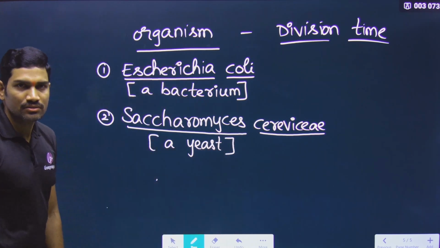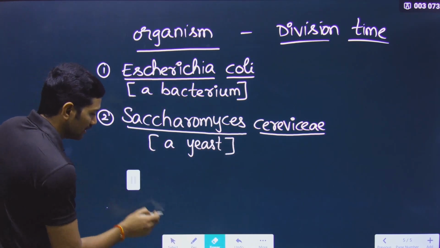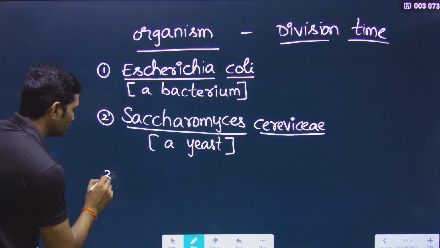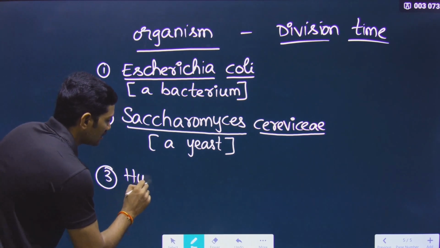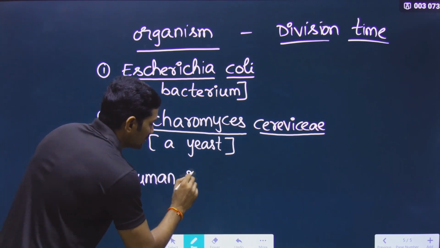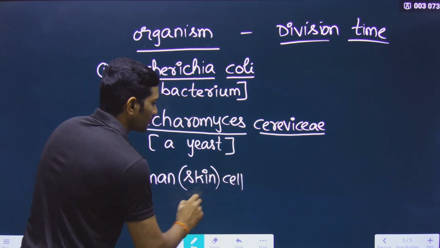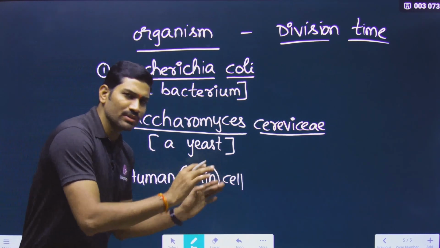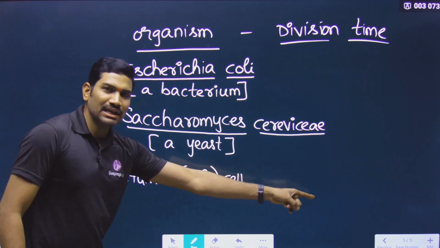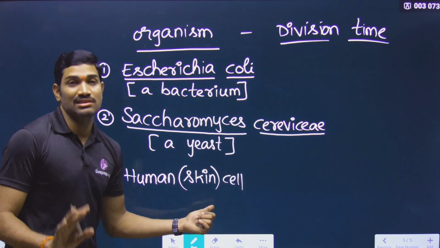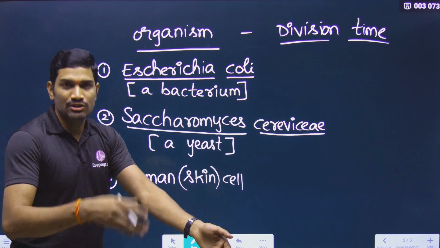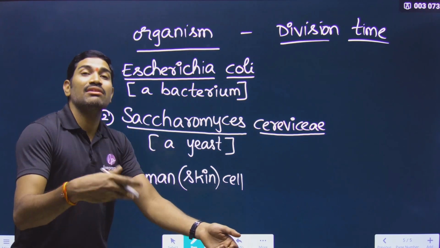It is yeast. Okay, this is the example that we are talking about. And the next one is human skin cell. For the human skin cell we are talking here, in general we are talking about human cell, but in this case whatever the time we are writing is applicable for skin cell, because even in a single individual, different cells will have different times.